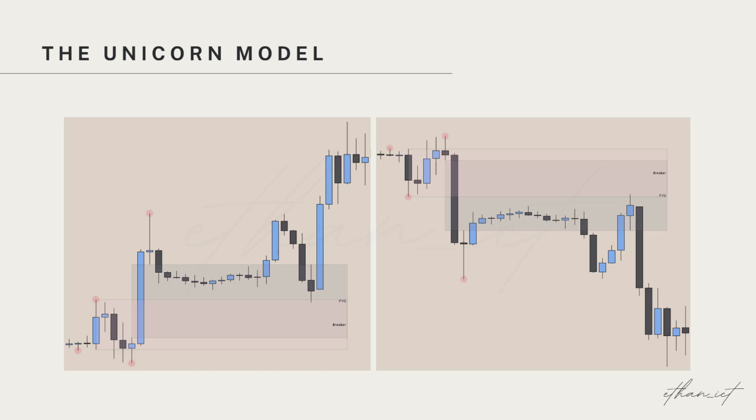Now, for the fun part, putting it all together. The unicorn model is a breaker block overlapping with a fair value gap, or a breaker block with a fair value gap nested within it. In these examples, the pink box highlights the breaker block, and the gray box highlights the fair value gap. You can see where they overlap together is what price reacts to.